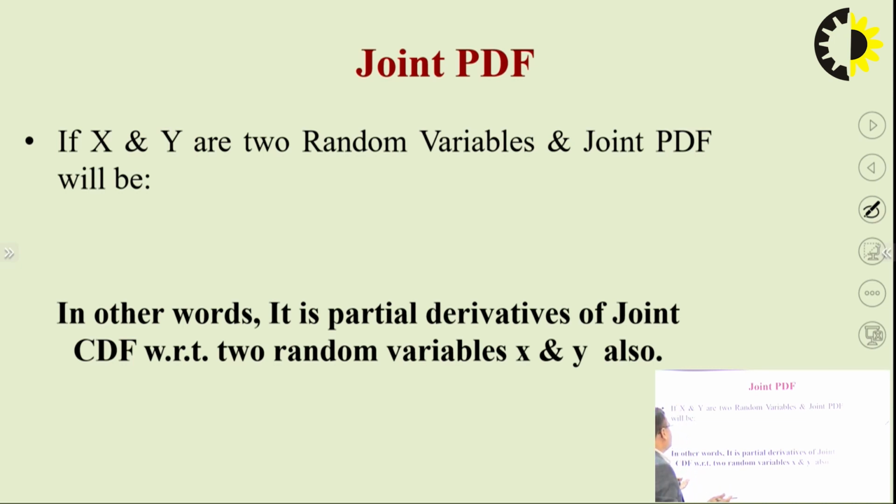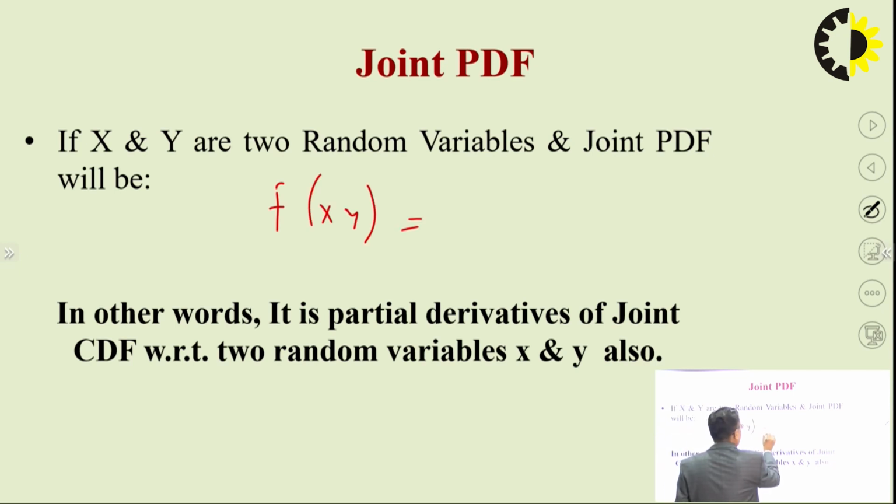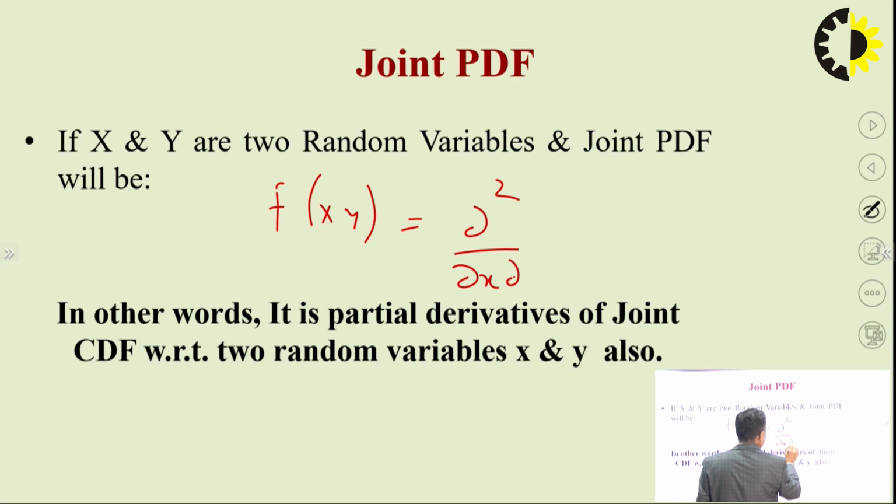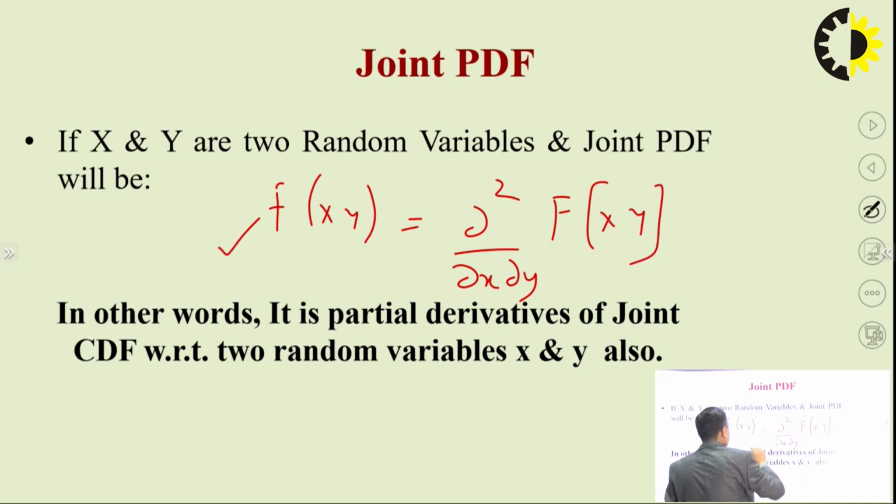Similarly, for the joint PDF of two random variables x and y, it will be small f of x y, and that is the second partial differentiation with respect to x and y of the CDF F of x y. In this way you can give the mathematical formula that shows the relation between the joint PDF and joint CDF. It is the partial derivative of the joint CDF with respect to the two random variables x and y.